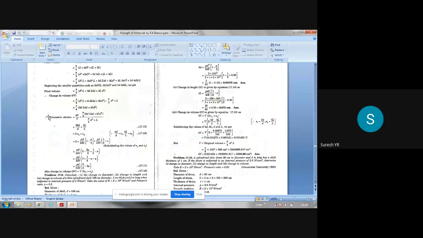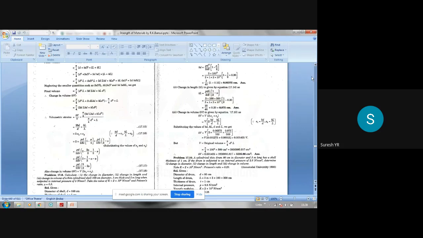So therefore, what will be delta V? Delta V will be V into this, or V into 2 epsilon 1 plus epsilon 2. So delta V by V we can get using this formula. After getting this, we can find out delta V by multiplying by V. That is how the problem will be done. If they ask a numerical problem, it will be done using that.